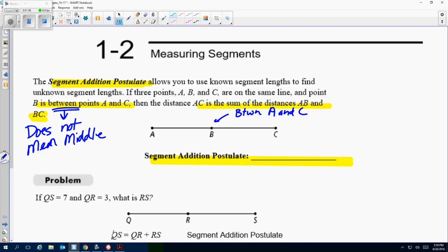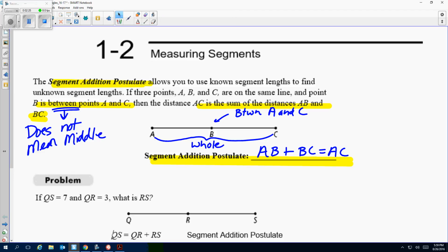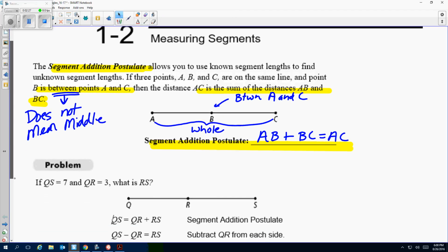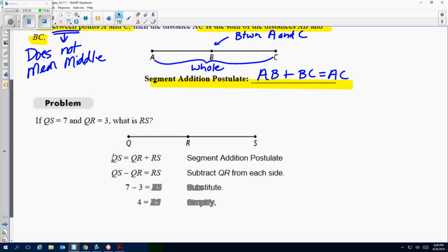With the segment addition postulate, if I have a point between, then it creates parts in the segment. So I can state that AB, that first part from A to B, plus the next part, which would be BC, equals AC. And AC represents the whole segment. We're going to add the parts to get the whole. So whenever we see the word between, or a point in between two endpoints, we're going to add the parts to get the whole.